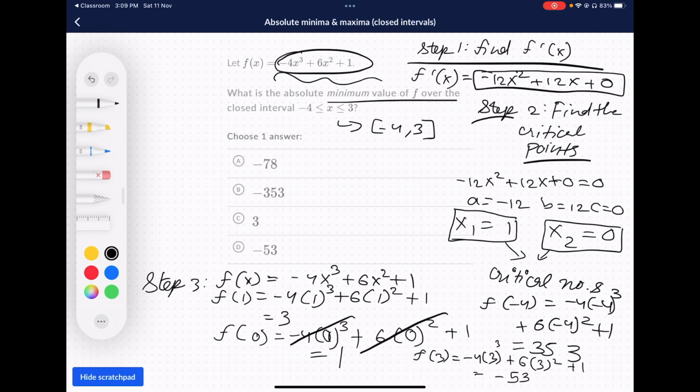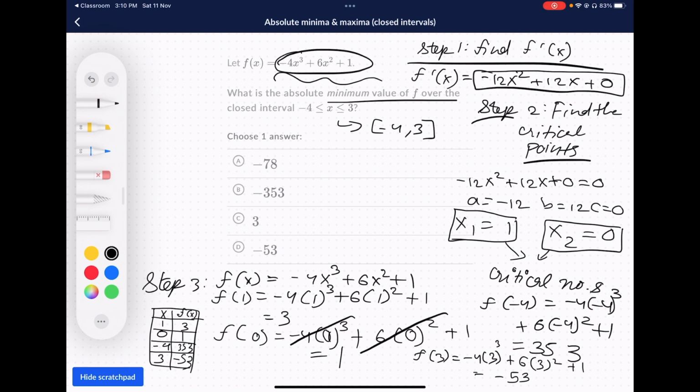Now we can begin constructing our table. On the left side we have the x values, on the right side we have the f of x values. So our x values will be 1, 0, negative 4 and positive 3. When x was equal to 1, f of x was equal to positive 3. When x was equal to 0, f of x was equal to 1. When x was equal to negative 4, f of x was equal to positive 353. And when x was equal to 3, f of x was equal to negative 53.